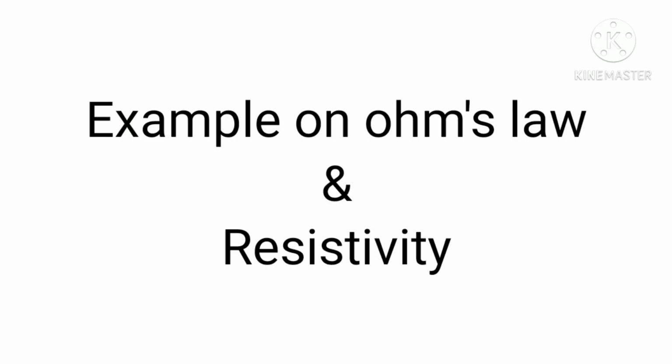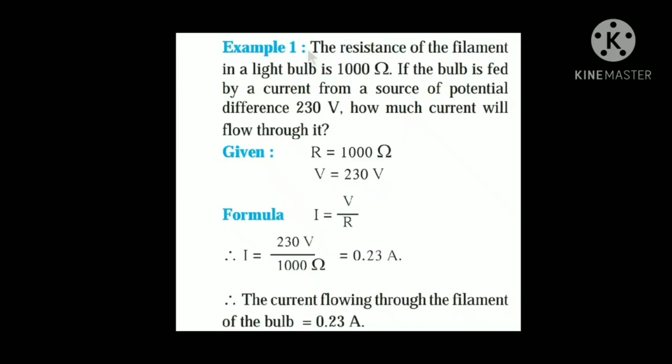Examples on Ohm's law and resistivity. The resistance of the filament in a light bulb is 1000 ohm. If the bulb is fed by a current from a source of potential difference 230 volt, how much current will flow through it? Given R is equal to 1000 ohm, that is, resistance is 1000 ohm. Then V is equal to 230 volt, that is, potential difference 230 volts.